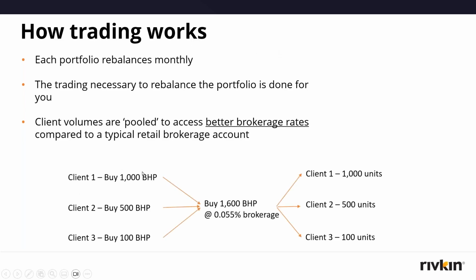So say we have 3 clients, one's buying 1,000 BHP, the other's buying 500, and the third is buying 100. In total, we have 1,600 BHP shares. So those 1,600 shares are then bought in one lot on market, and the brokerage rate on that is about 5.5 basis points. And typically in a retail brokerage account, you're paying around 11 basis points, and it's generally subject to a fixed dollar minimum. And once that is executed, then Apex, as the administrator, is able to then allocate the required units to each client.